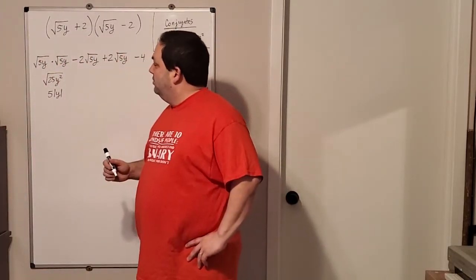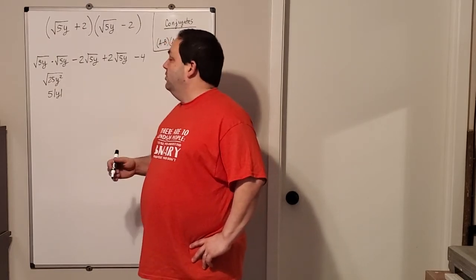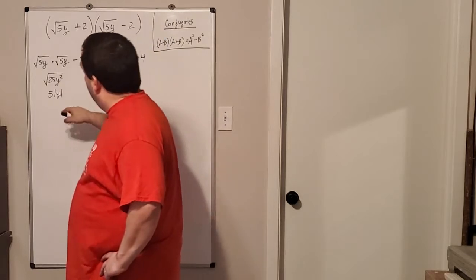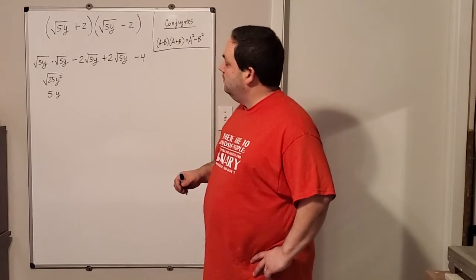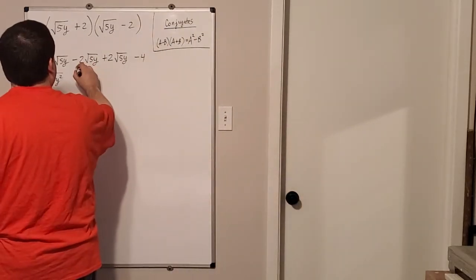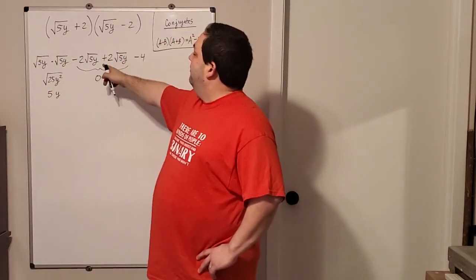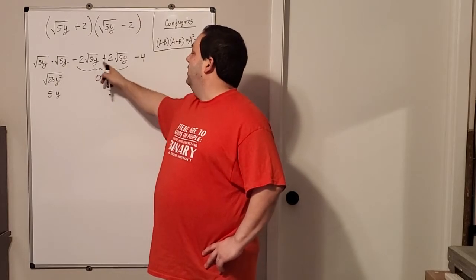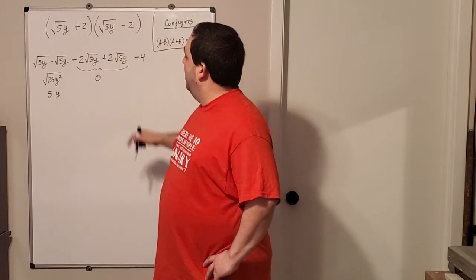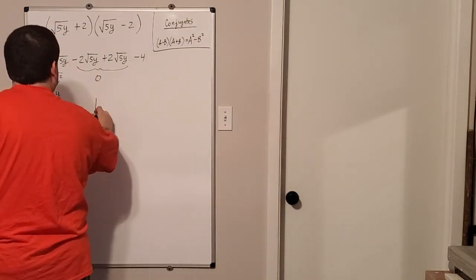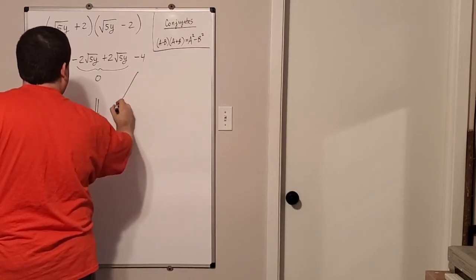But you'll find that most of the time when we're doing these things, they'll either state it or it's assumed that all of our variables represent positive values. So here, you won't need the absolute values, and we'll just say 5y. Okay? Next, notice that the cross terms, which is what I call these, add out to 0, because I have minus 2 square root of 5y and plus 2 square root of 5y. They're like terms. Minus 2 and plus 2 equal 0. And then I still have the minus 4. So all together, it comes out to be 5y minus 4.